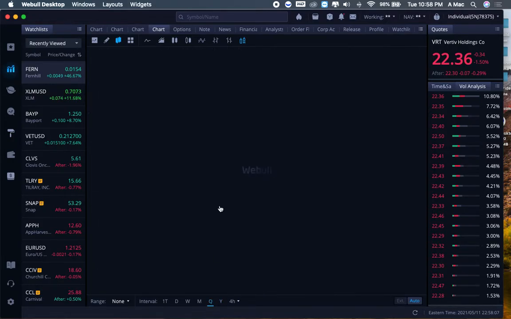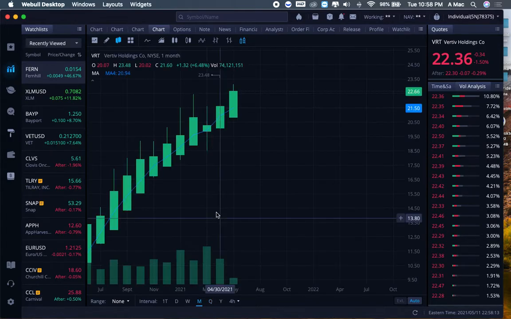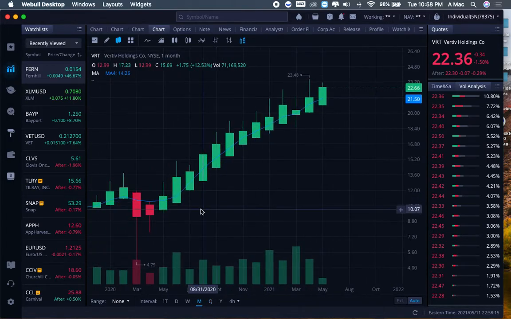You look at the quarterly. Stocks going up quarter after quarter. You look at the month. Amazing. In the last year and 1 month, it's gone up from $9 to $22. 100% in 1 year. So for every dollar you put in, you get $2 and a couple cents. Amazing.